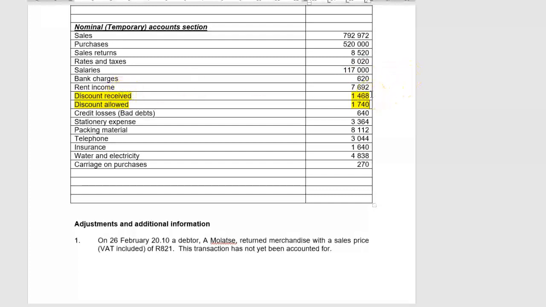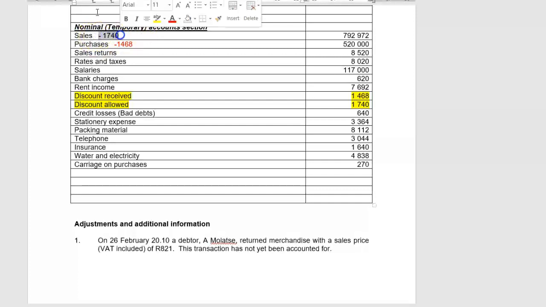So before we even go on, discount received is all to do with purchases. If we have received discount of 1468, it will be a credit balance in the income account. So if we're going to take it out, we're going to debit that account and credit our purchases account. Discount allowed has something to do with sales. Once you see that 1740, it has a debit balance. So if I want to get it out, I'm going to credit this account 1740 and debit sales, so I'm going to deduct it from sales.